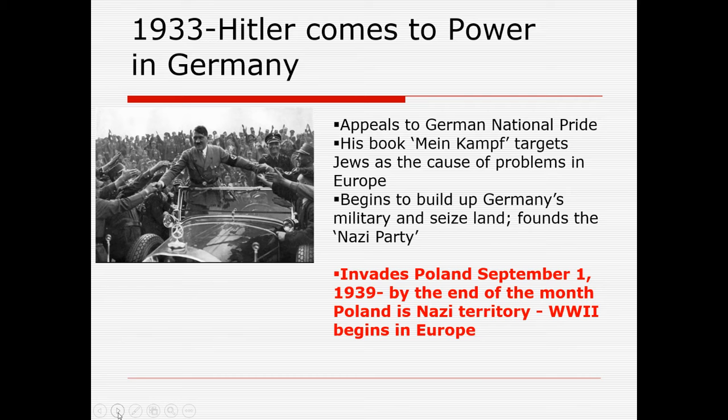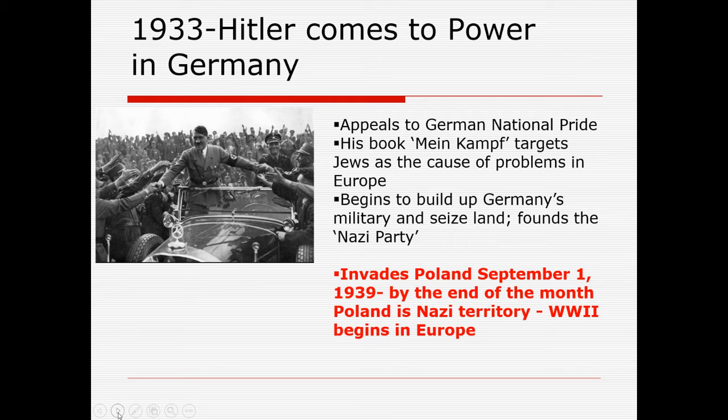And this wasn't anything new. The Jews had long been a target of a lot of European leaders and governments. They were a traditional scapegoat, meaning they were blamed for a lot of things throughout 1,000 years of European history.